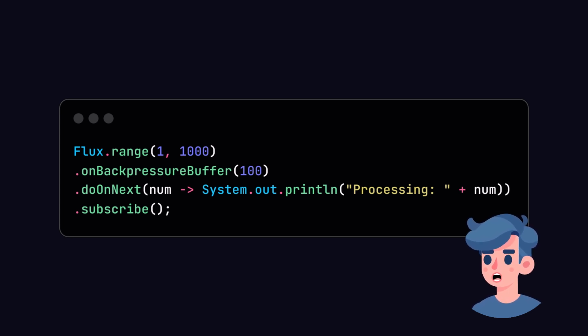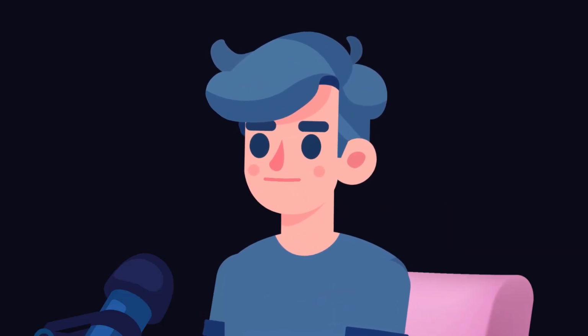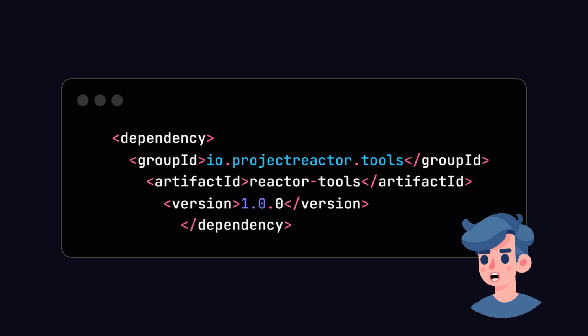To visualize backpressure, you can use onBackpressureBuffer to build up elements when the consumer is slower. This will buffer up to 100 elements if the subscriber cannot keep up. If the buffer is full, the stream will drop elements, potentially resulting in data loss, which is essential to monitor during debugging. Now let's look at debugging with tools.